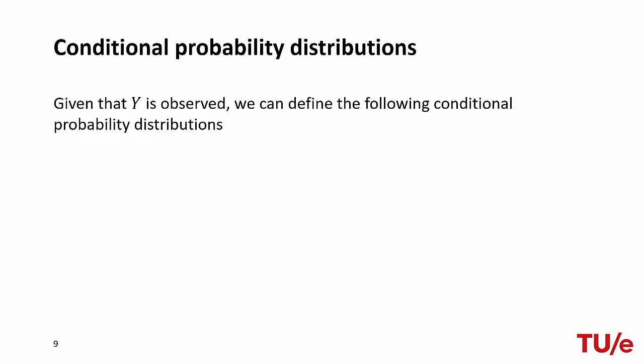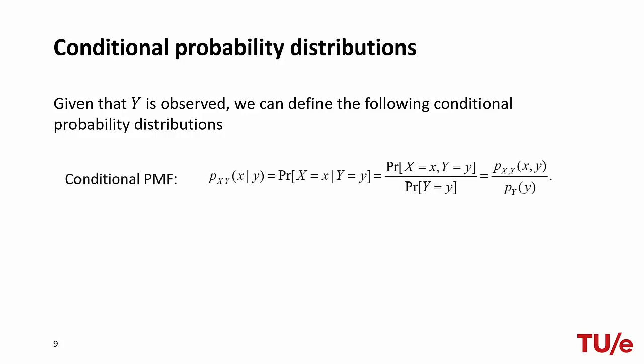Then we can model this joint conditional PMF as the probability, for example, of x given y, which is obtained by normalizing the joint PMF by the PMF of y. And very similarly, we can define the conditional PDF in case we are dealing with continuous random variables.